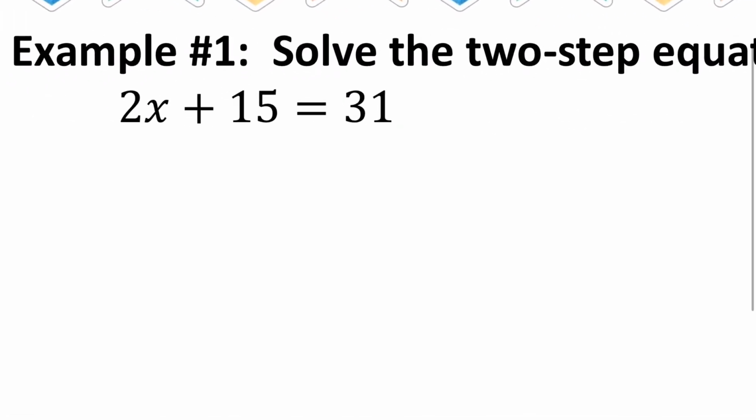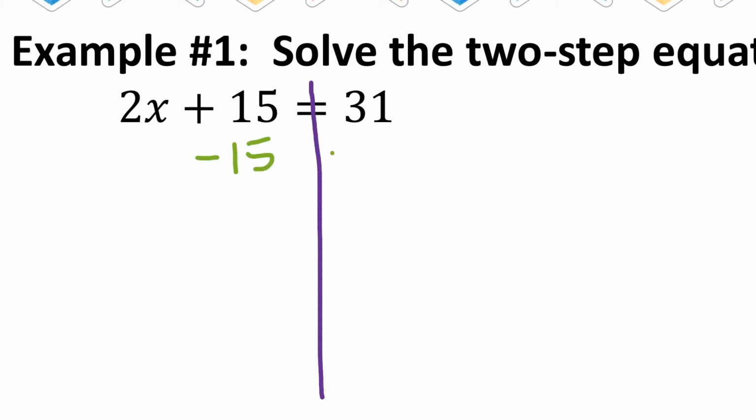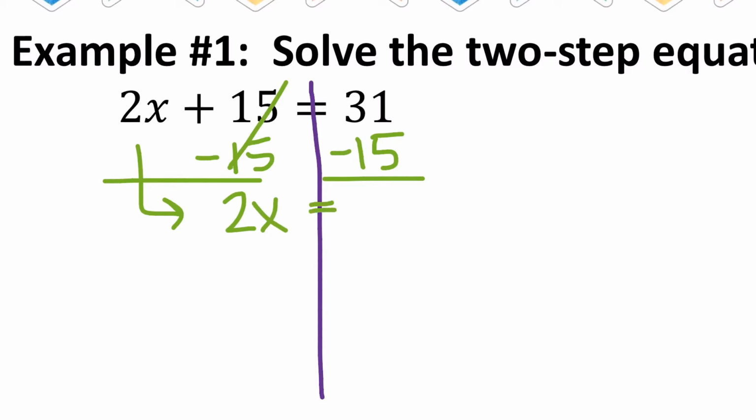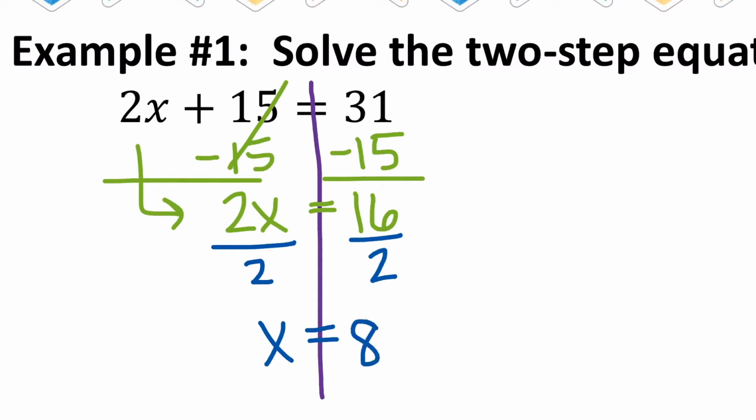So the first problem we have is 2x plus 15 equals 31. When I approach this problem, I like to draw a line where my equal sign is, and our goal is to get x by itself. So first, I will have to get rid of the 15. The opposite of plus 15 is minus 15. This will cancel, the 2x will come down, and 31 minus 15 is 16. Now to get x by itself, I will need to divide by 2. So x will equal 8.